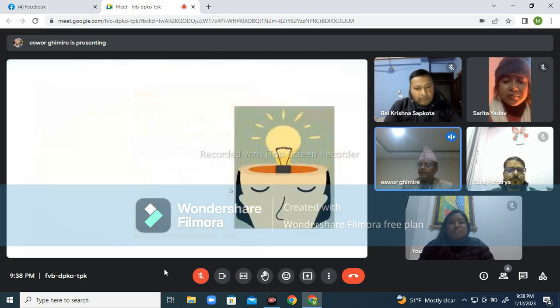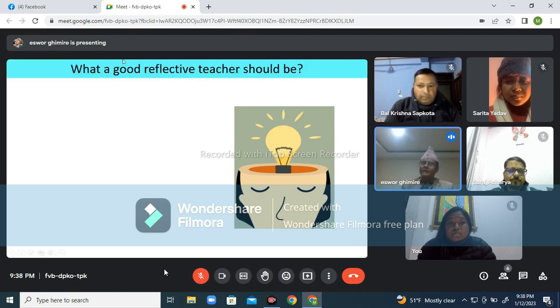What is reflective practice and what is a reflective teacher? Who is a reflective teacher? Here is one metaphorical representation. This figure represents that the teacher enlightens others, transfers knowledge, collaborates, empowers, and is a self-motivated personality.